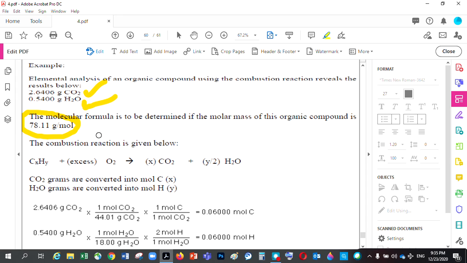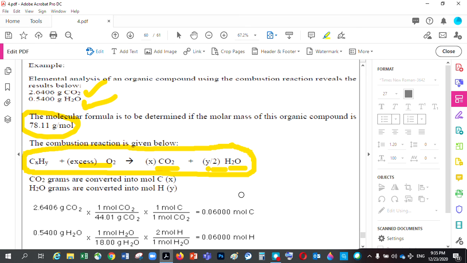Well, we are not worrying. We will do this one here. This is the equation here. We'll write the equation. This is the combusted compound, the hydrocarbon compound, CxHy, plus excess of oxygen will give us x CO2 and y over 2 H2O, correct?